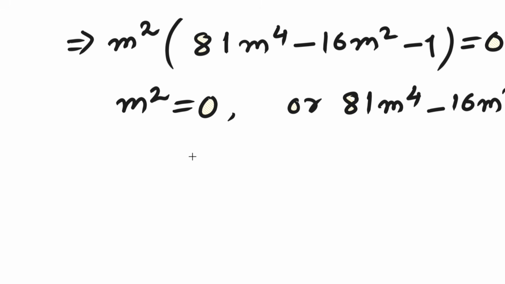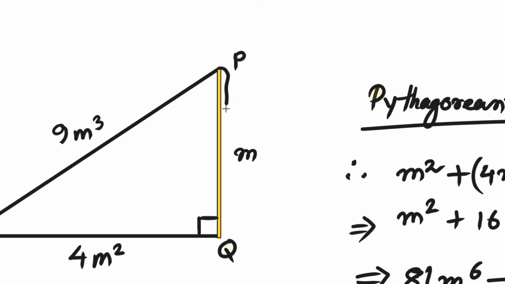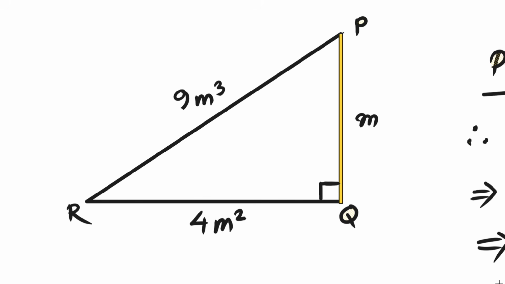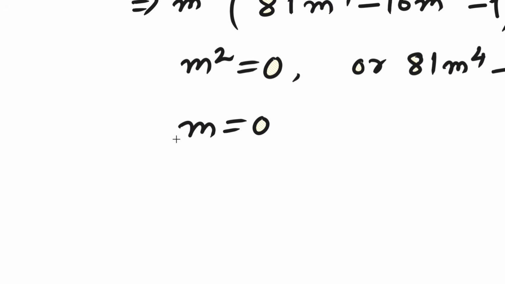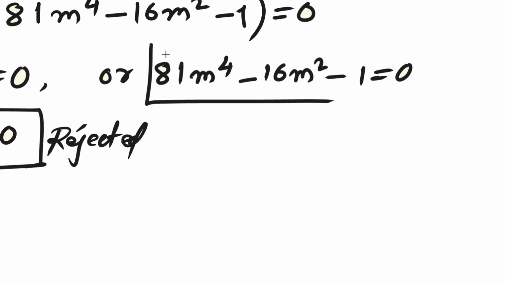If m squared equals 0, then taking the square root of both sides gives m equals 0. But we have to think about what m represents. M is being used to describe the side lengths of a triangle. A triangle cannot have a side length of 0 because that would collapse the triangle and it would no longer be a proper triangle. So m equals 0 is not physically acceptable here, and we reject that solution. That leaves us with the second equation.